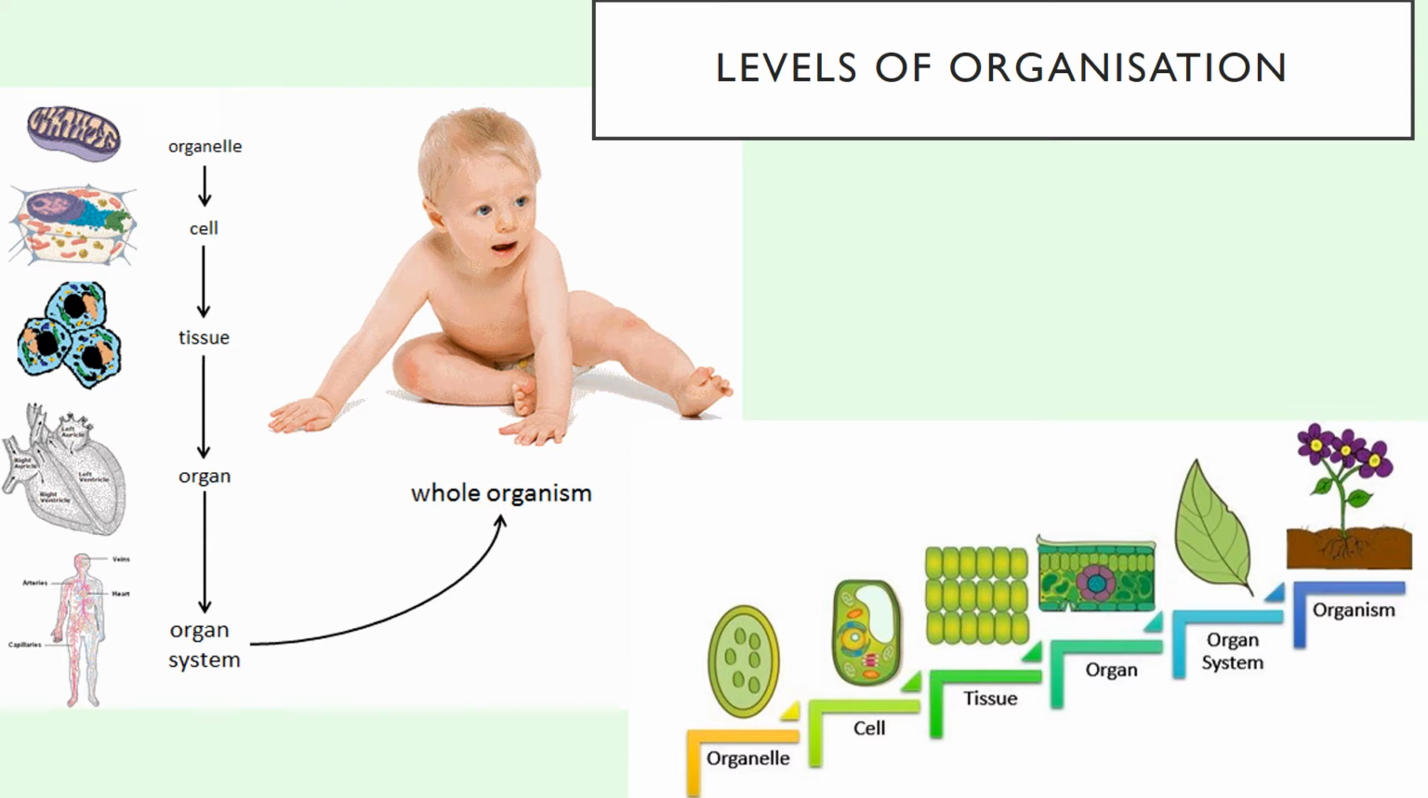So the organelles are what makes up your cells. So the nucleus, the mitochondria, all of these things that make up cells. Cells will then make up tissues. Tissues will then make up an organ, which will make up an organ system. And here's an example for humans, and here is an example for plants. So they've got the same levels of organisation.